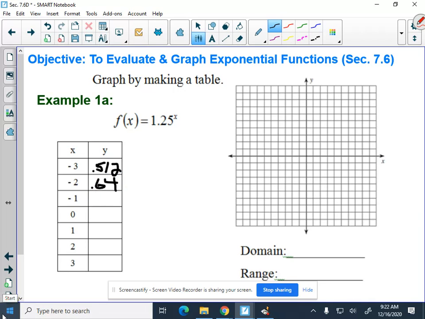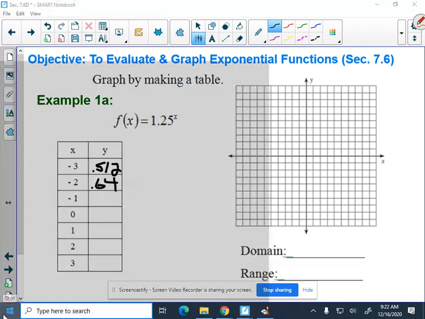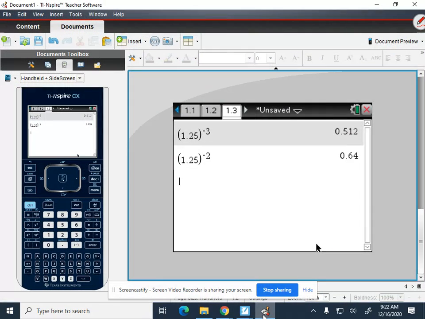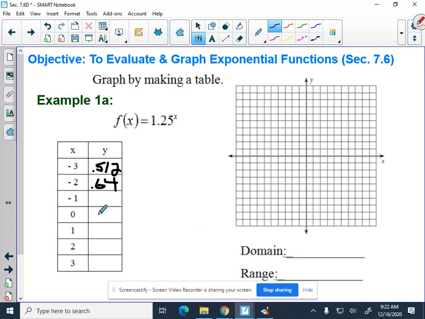You can type it in. But if you're watching this on a Chromebook, you should be able to bring up the calculator on the Chromebook as well. So then this one, 1.25 to the negative 1, 1.25 to the 0. Anything to the 0 is always 1. So we get 0.8, we get 1.